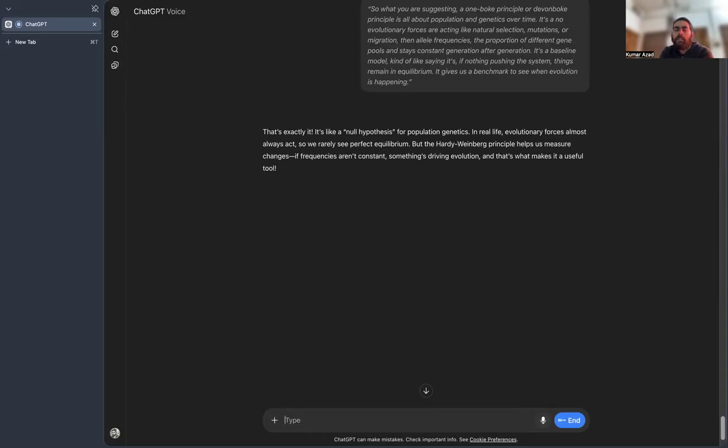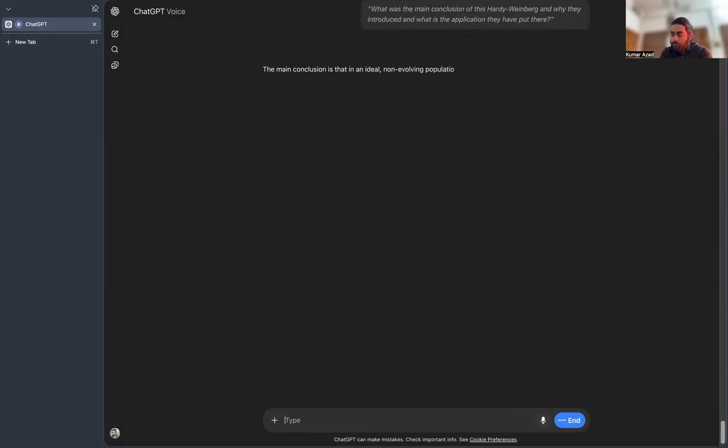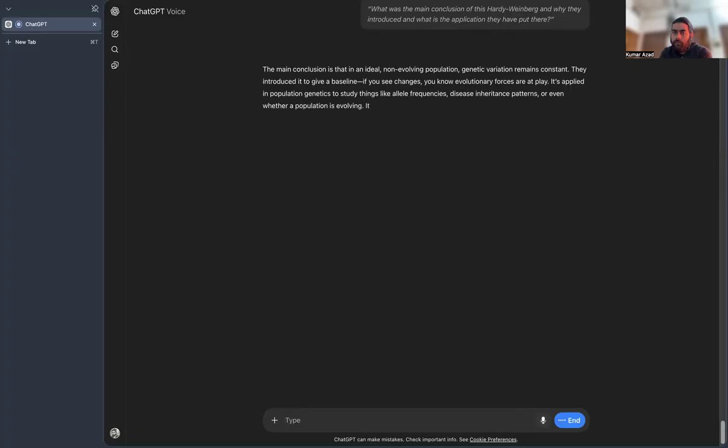So, what was the main conclusion of this Hardy-Weinberg and why was it introduced, and what is the application they have put there? The main conclusion is that in an ideal non-evolving population, genetic variation remains constant. They introduced it to give a baseline. If you see changes, you know evolutionary forces are at play. It's applied in population genetics to study things like allele frequencies, disease inheritance patterns, or even whether a population is evolving. It's like a ruler to measure how much evolution is happening in real-world populations.